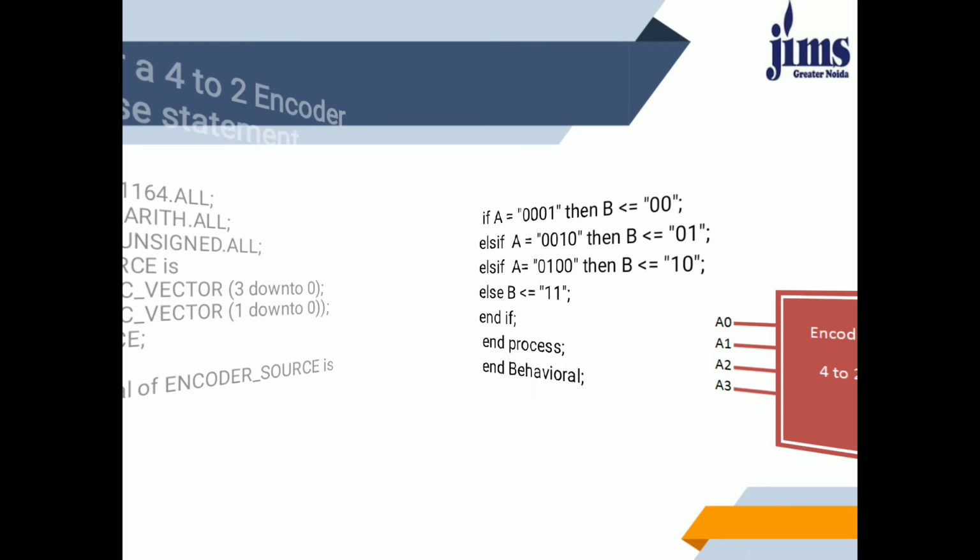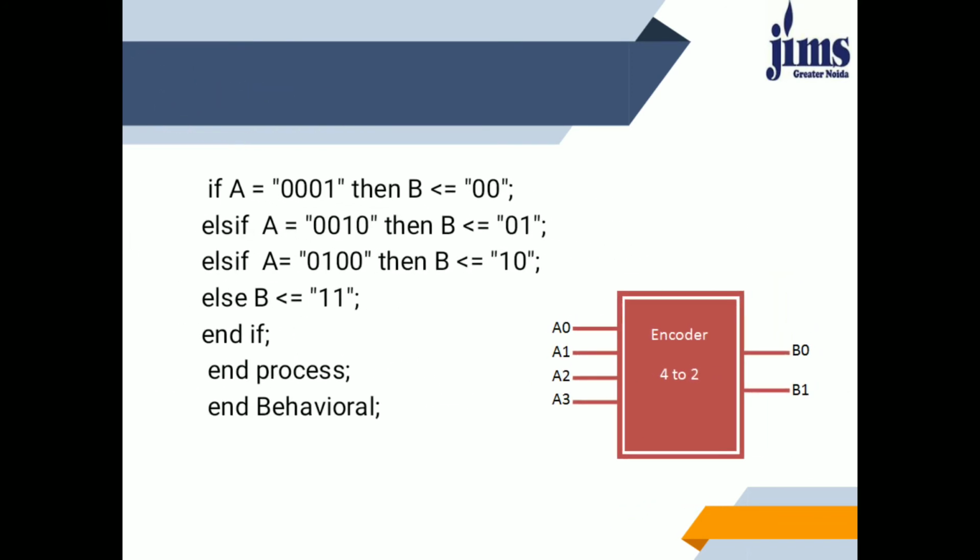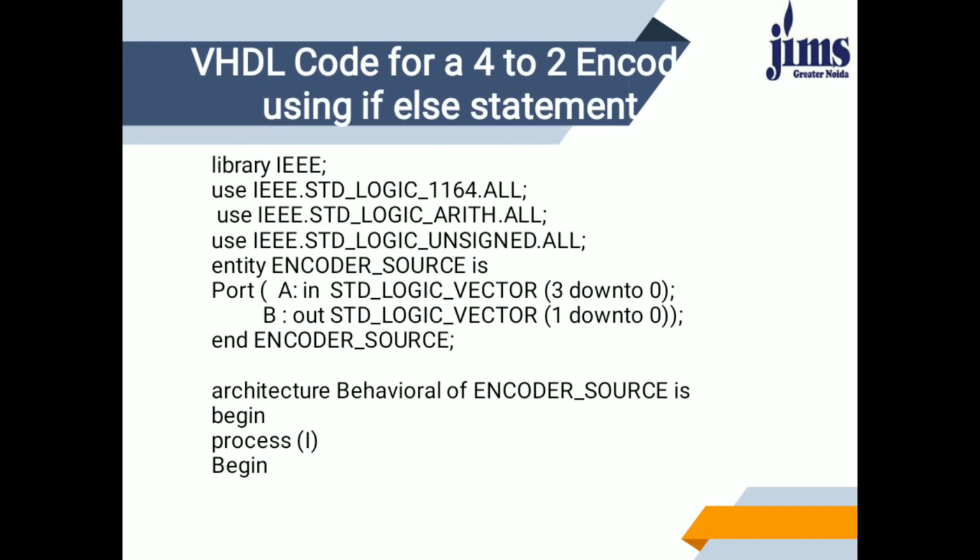To write any 4:2 encoder, we need to draw a block diagram. See, here is a block diagram which has number of inputs equal to 4 and outputs equal to 2 for the 4:2 encoder. So inputs are A0, A1, A2 and A3, and accordingly outputs are B0 and B1. So what we need to do to write a program? First, we need to define the entity of this block diagram.